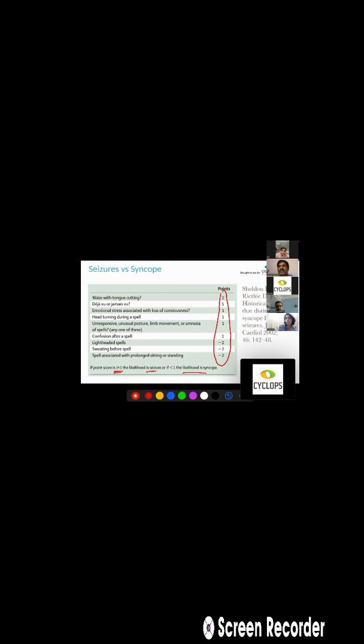All the things that go in favor of seizure will have positive points. All the points that go in favor of syncope will have negative points. So when the person wakes up with a tongue bite or tongue cutting, it's a strong point in favor of a seizure. Person has a deja vu or a jamais vu phenomenon.